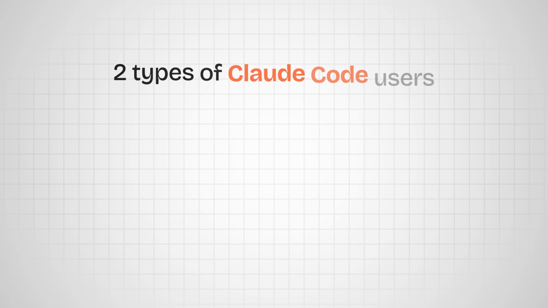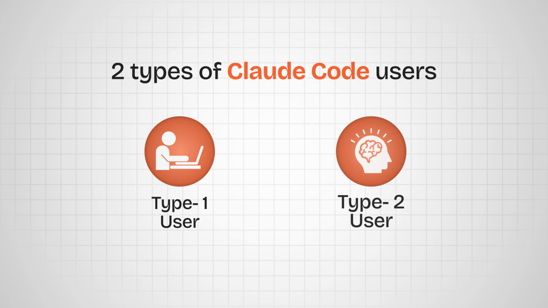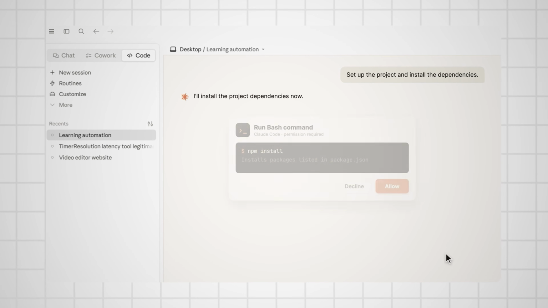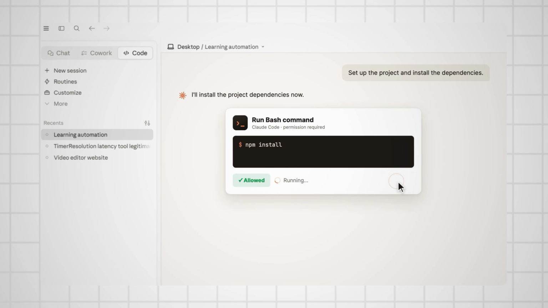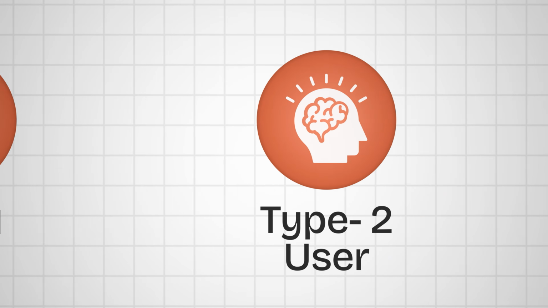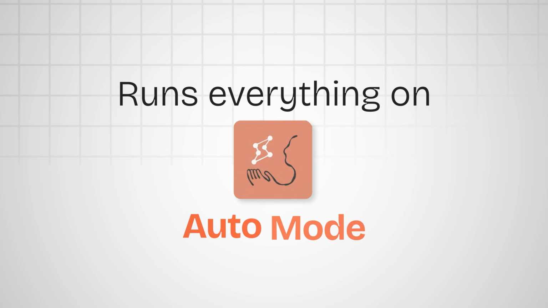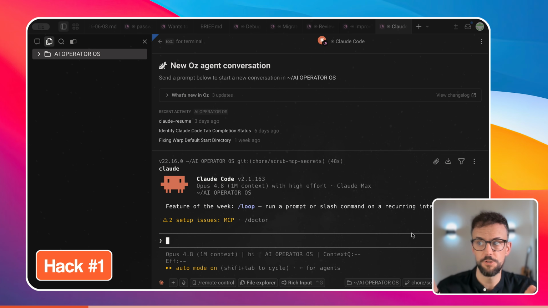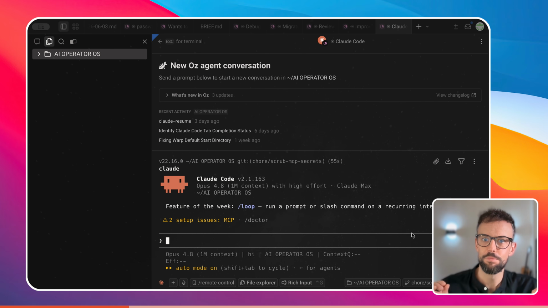So right now, there are basically two types of Claude Code users. The first type sits there approving every single permission one click at a time. And the second runs everything on auto mode, so that they can literally just tell Claude to build a project and it goes away and does the thing. Now, clicking approve on every single permission is what we used to do like 6 months ago. And if you were using Claude Code back then, you know exactly what I mean.